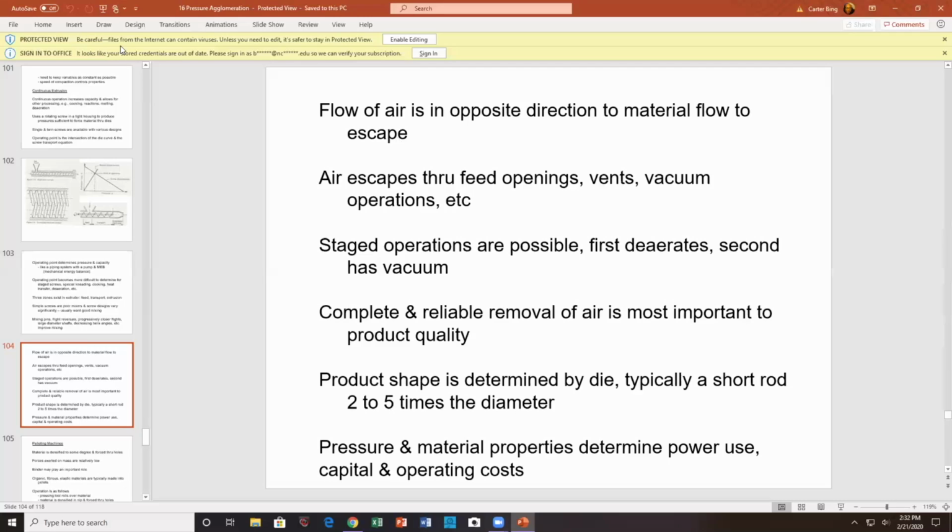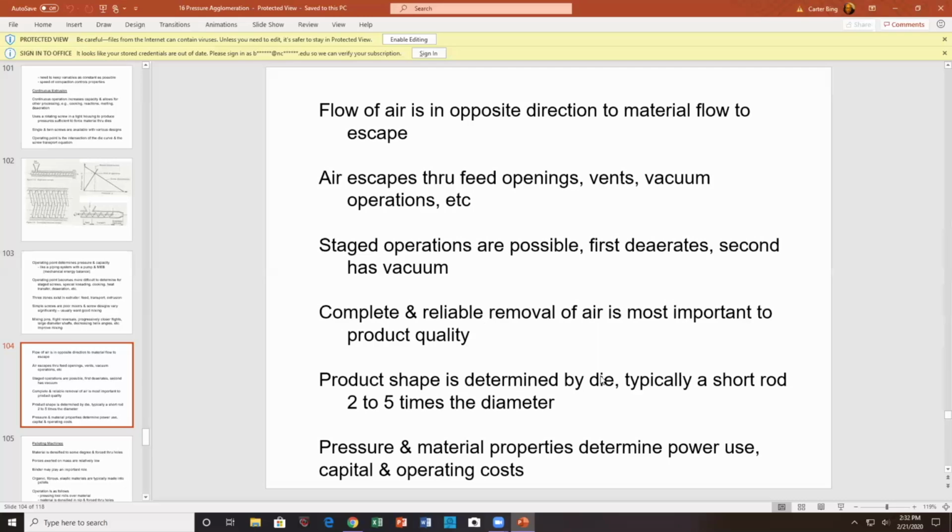So the way you operate and get rid of air is to let it flow in the opposite direction of the material flow so it can escape. You want to have vents. Vacuum operations is a great idea. Staged operations are possible. First, don't let the air in. Operate under a vacuum. Second, have a vacuum. Complete, reliable air removal is most important to product quality. Air contains oxygen, and oxygen is a nasty material for destroying product quality.